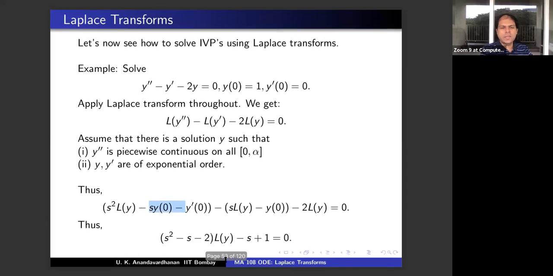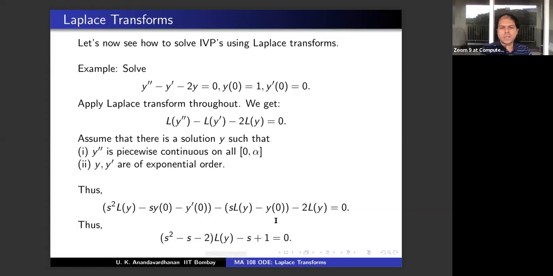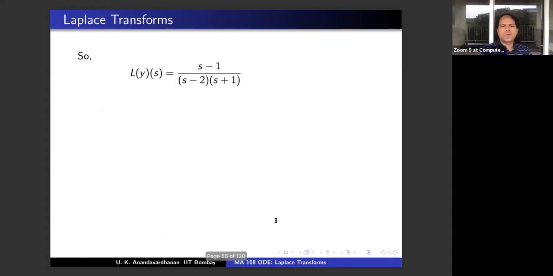So this is sy0, which is minus s, minus sy0 is minus s, and minus of minus y0 is plus 1, and y prime 0 is 0. So you are getting this. Therefore, you got Ly equal to s minus 1 by s square minus s minus 2. S square minus s minus 2 is s minus 2 times s plus 1, which you can write in partial fractions. And therefore, can you tell me what the answer is?